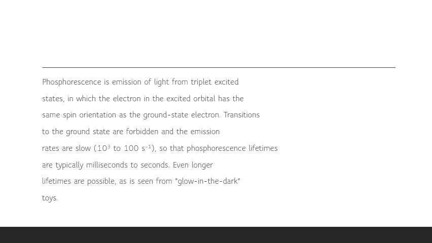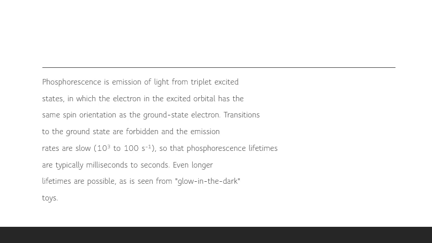On the other hand, phosphorescence is emission of light from triplet excited state to ground state, in which the electron in the excited orbit has the same spin orientation as the ground state electron. The transition to the ground state is forbidden and the emission rate is slow, 10 to the power 3 to 100 second inverse. Very slow rate is there. So phosphorescence lifetimes are typically milliseconds to seconds, even longer than that.